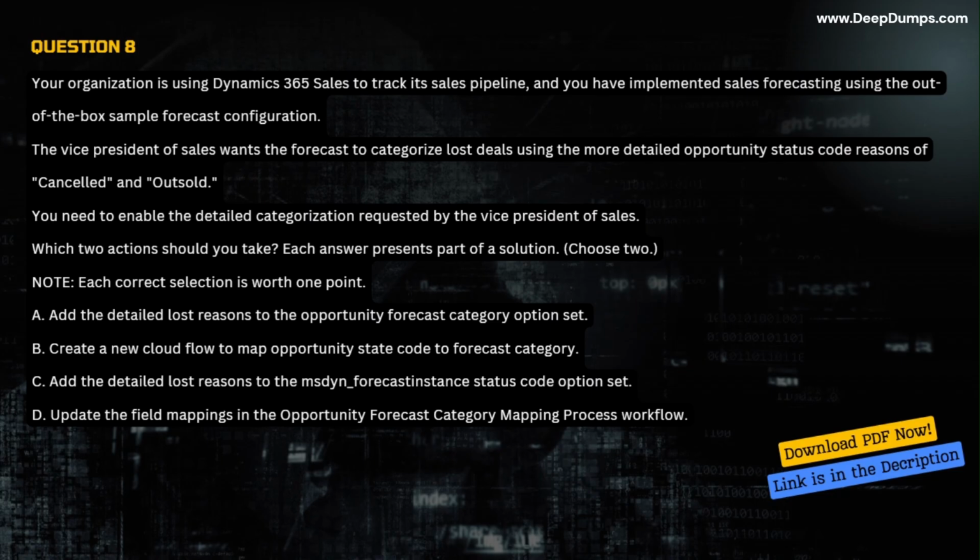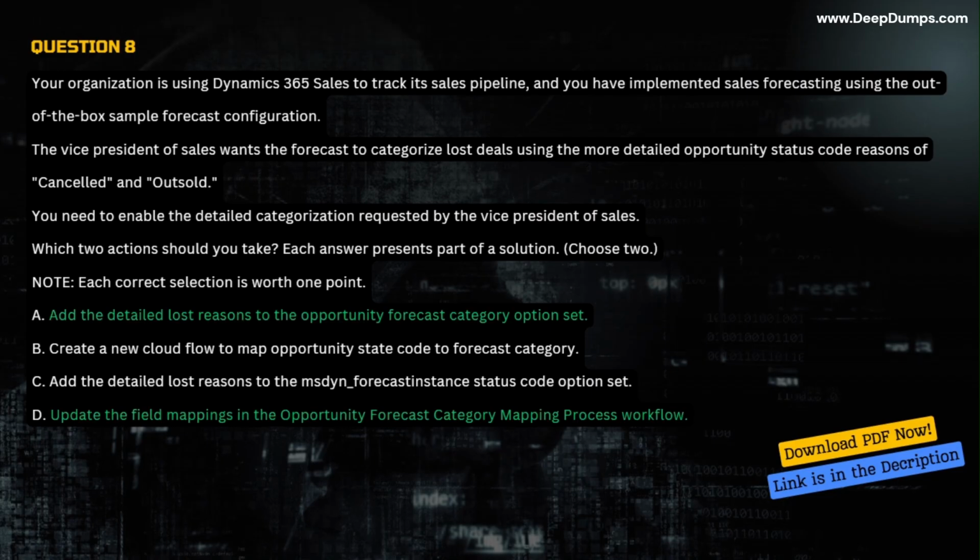A. Add the detailed loss reasons to the opportunity forecast category option set. B. Create a new cloud flow to map opportunity state code to forecast category. C. Add the detailed loss reasons to the MSDYN_forecast instance status code option set. D. Update the field mappings in the opportunity forecast category mapping process workflow.